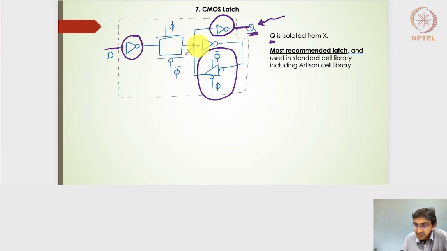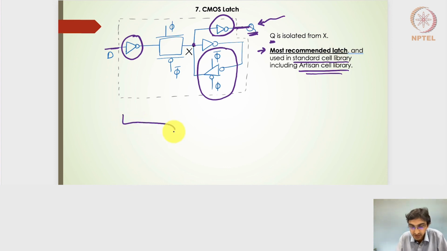This particular design is considered the most recommended latch design. It is used in standard cell libraries, including the Artisan cell library. This is the most standard one can see for a latch design. So once you go into any design suite and want to pick a latch design, most often you will come across this particular latch design.